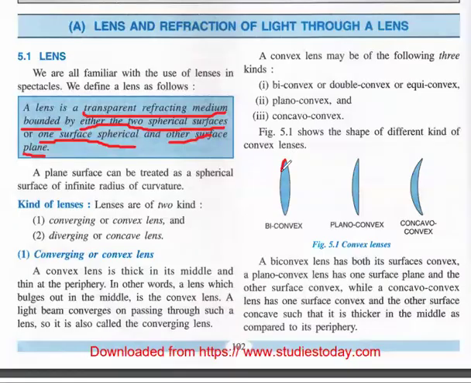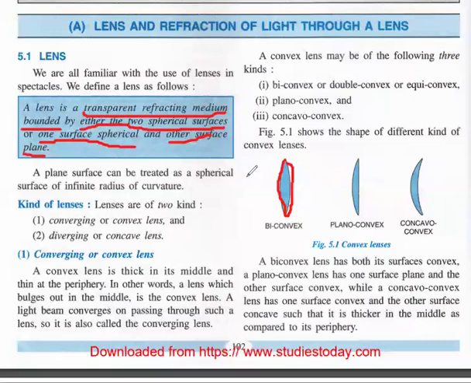So for example, we have a lens over here, right? It is a refracting medium bounded by two spherical surfaces or one spherical and the other plane, something like this. This is called a lens. Next thing, remember the kinds of lenses.